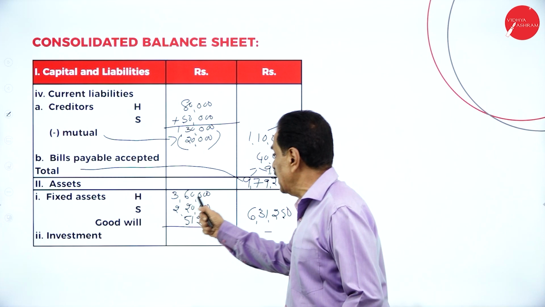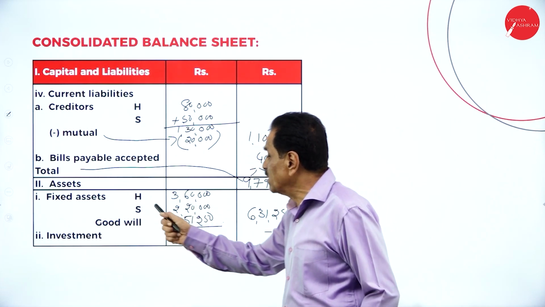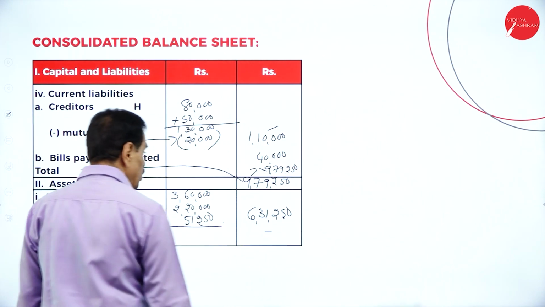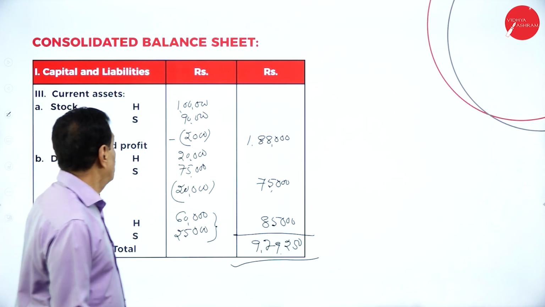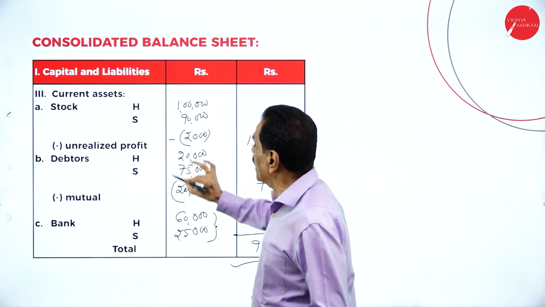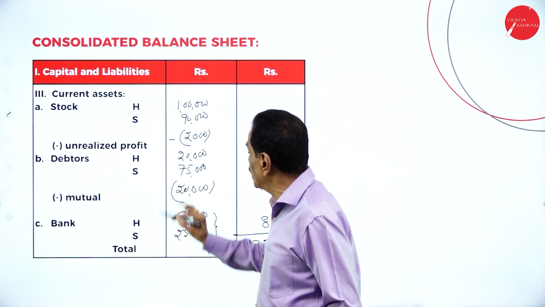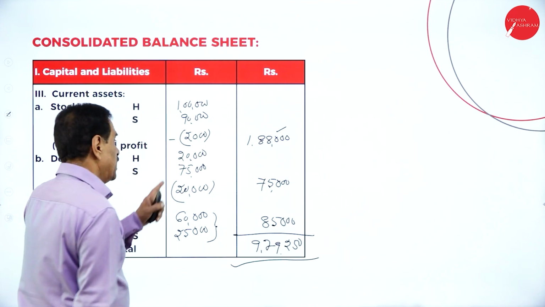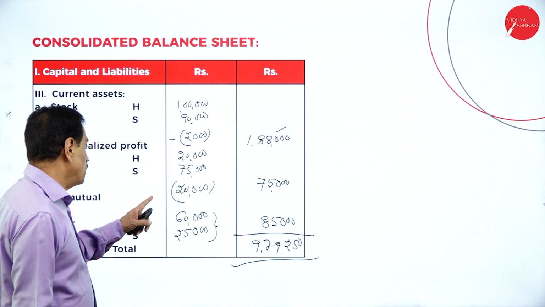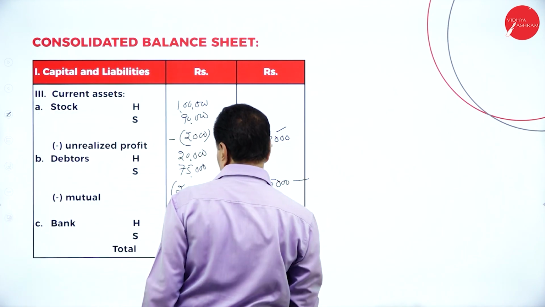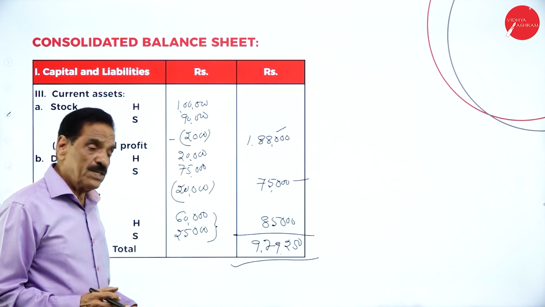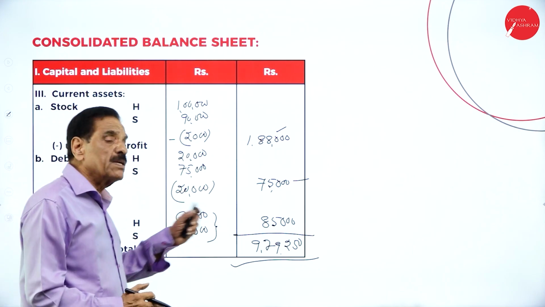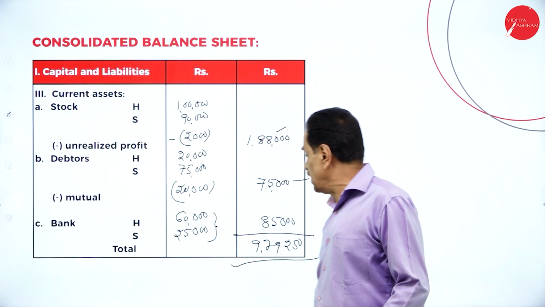Come back to the asset side. Fixed assets: H Limited 3,60,000, S Limited 2,20,000, and the goodwill is 51,250. If you add all this, it is 6,31,250. There is no investment at all. Current assets: stock, H Limited 1 lakh, S Limited 90,000. It is 1,90,000. Unrealized profit is 2,000. It becomes 1,88,000. Debtors: H Limited 20,000, S Limited 75,000, minus mutual adjustment 20,000. It becomes 75,000. Cash at bank before consolidation, H Limited has 60,000, S Limited has 25,000. Both combined, it becomes 85,000. So the total balance sheet will tally for how much money?